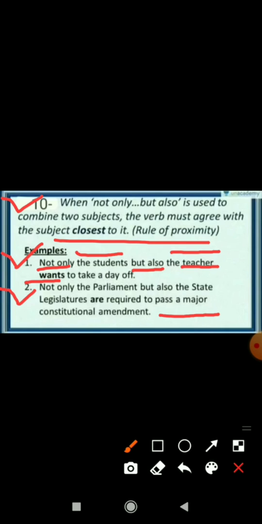So here again two subjects are given, that is the parliament and second one is state legislatures. First one is singular and second one is plural, but we have to consider the closest one to the verb, which is state legislatures, and because of it we have used are. Not only the parliament but also the state legislatures are required to pass a major constitutional amendment. Here not only and but also is used to join both subjects, that is the parliament and the state legislatures.